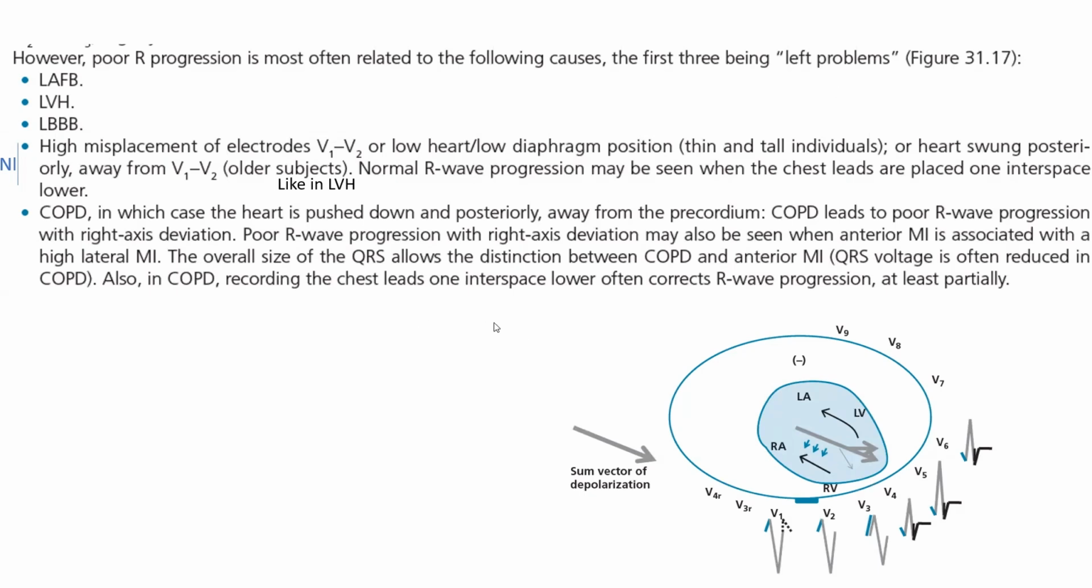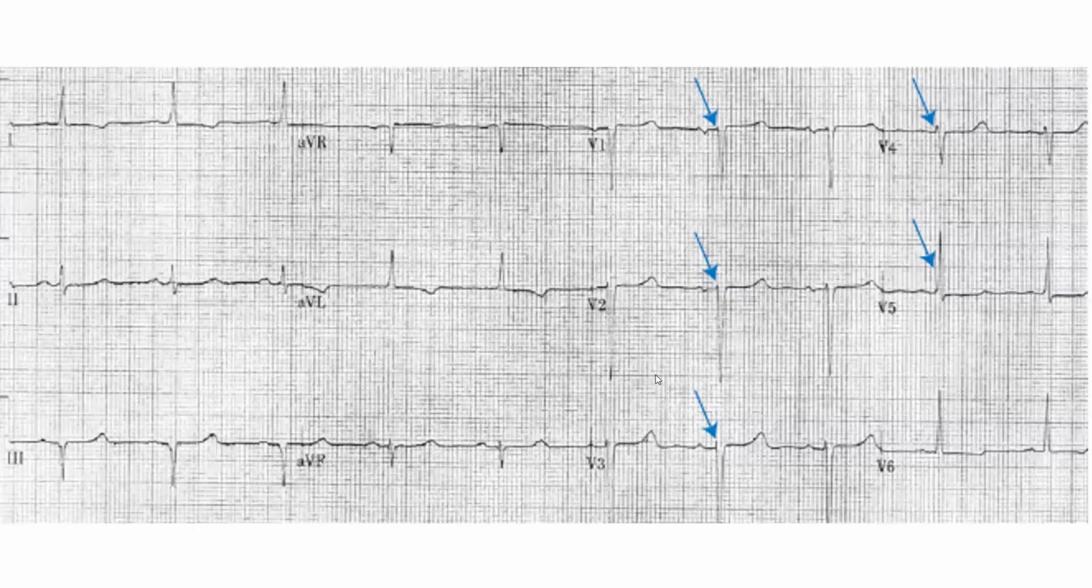So not having an abrupt R doesn't tell you it's an infarct. Having it is great, but not having it is not helpful. It could be one of those. Basically, not having it tells you it's not a normal pattern. It's not this one here, high misplacement, but it could still be any of the other ones.